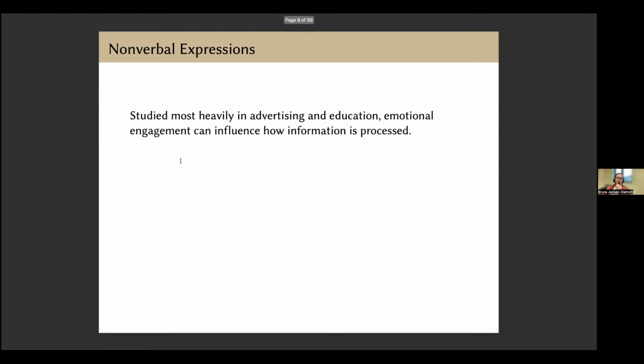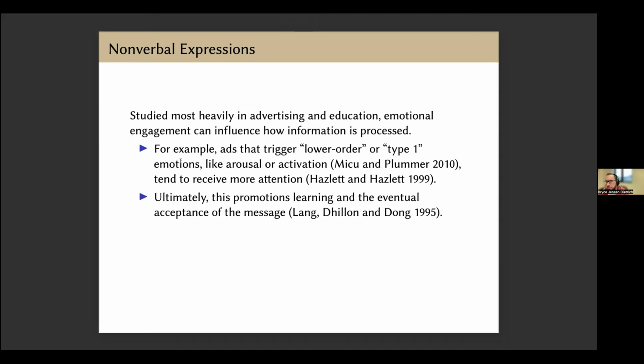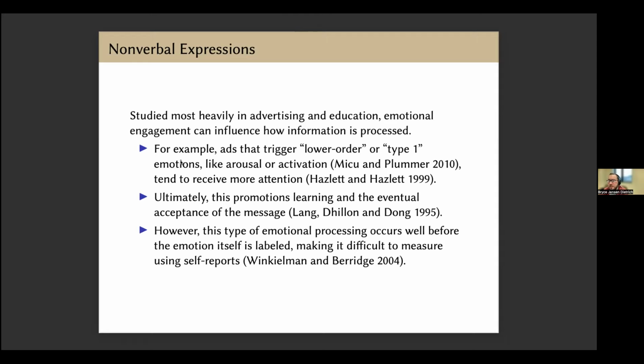One place where we think that multimodal classification is particularly useful is emotional engagement, which has been studied heavily in advertising and education. For example, emotionally engaging ads can trigger what are called lower order or type one emotions like activation or arousal, affecting things like attentiveness, as well as the overall processing of the ad. Ultimately, this promotes learning and the eventual acceptance of the message. However, this emotional processing often occurs well before conscious awareness, which means that if I ask somebody, are you emotionally activated, for example, in a self-reported measure, a lot of the emotional activation occurs prior to that conscious awareness, which means those self-reports are necessarily incomplete.